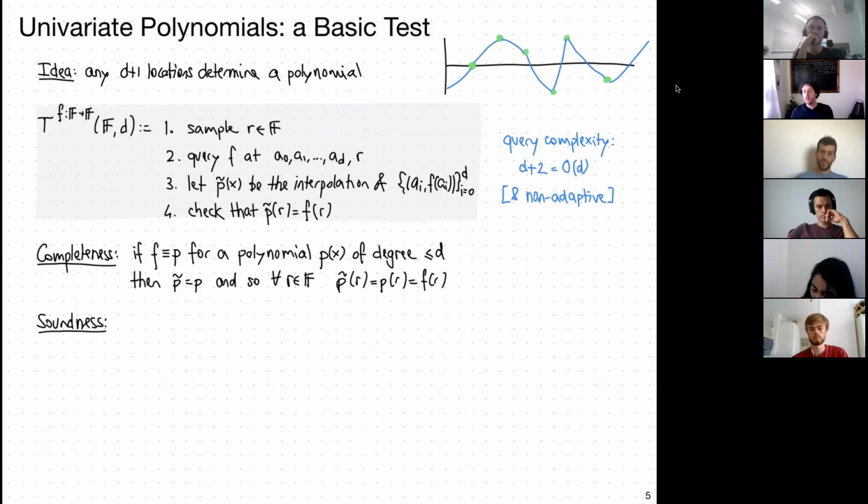Alexandros is asking whether it's enough to take D+1 points deterministically and just the extra point at random, and yes, that is enough. Yes, and this is actually what we're doing here with these points.